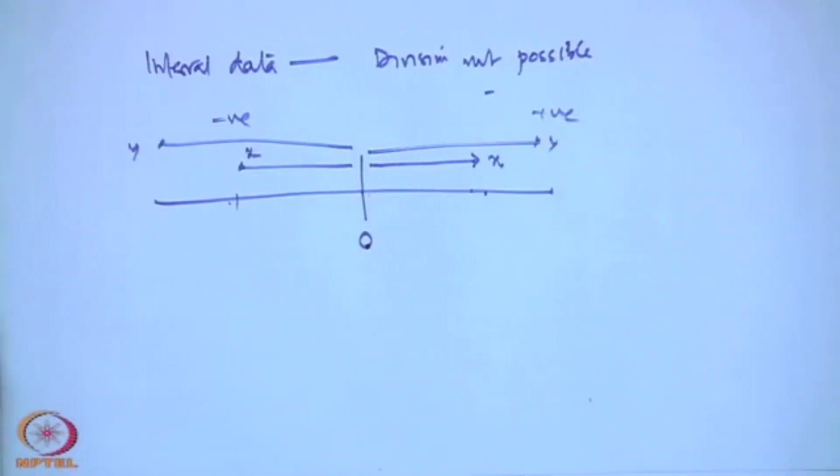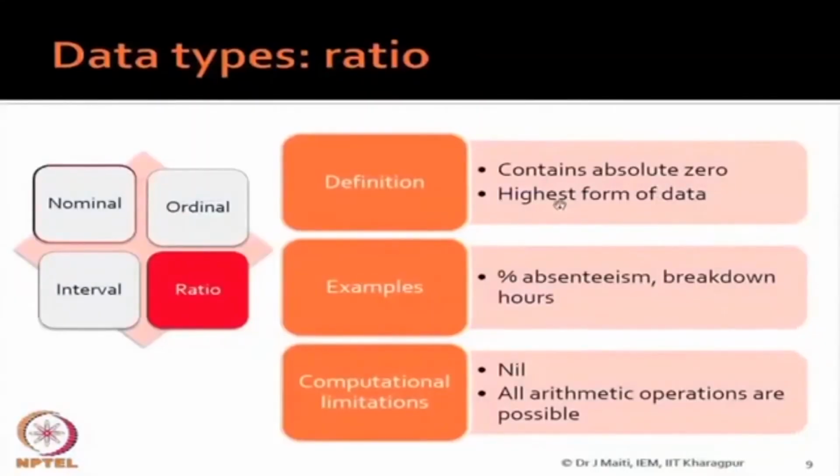So, the definition is: ratio data contains absolute 0 and is the highest form of data. For example, absenteeism and breakdown hours, which I have shown earlier. As for computational limitation, all arithmetic operations are possible here.